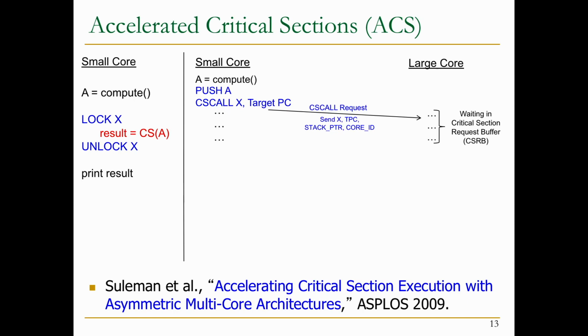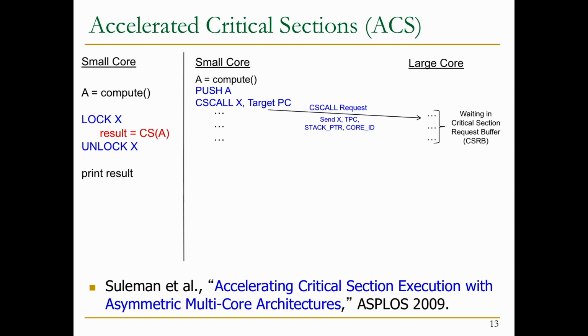Basically, you send multiple things. You send first the lock, because you still need to obey the locking semantics. You don't want to change the program, basically. And then the target program counter, that's target PC, stack pointer, so that you can figure out where your input operands, input parameters are, and the core ID that's generating this request.